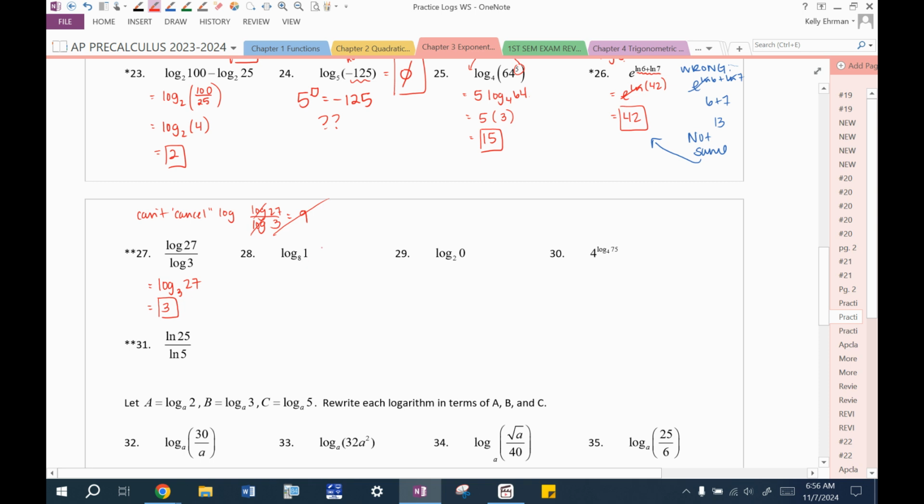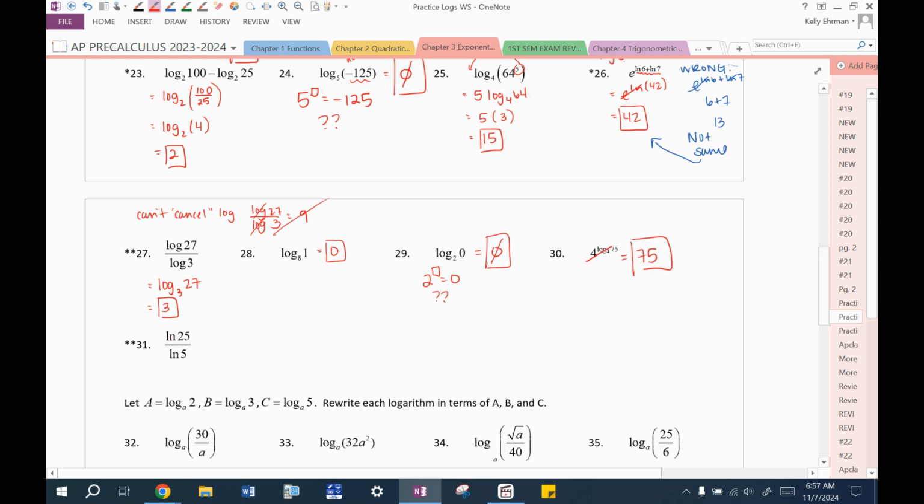Log base anything of 1 is 0 because 8 to the 0 is 1 in this case. Can I raise 2 to a power and get 0? No. Remember our domain for logarithms? The thing inside the logarithm has to be greater than 0. So this is no solution. This is 4 to the log base 4 of 75. There's no extra addition or subtraction going on, so I am allowed to cancel those, and I get 75.